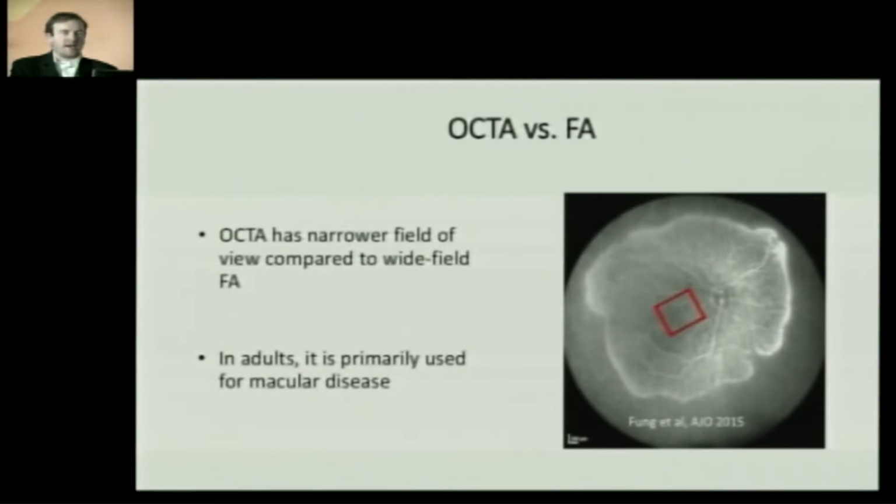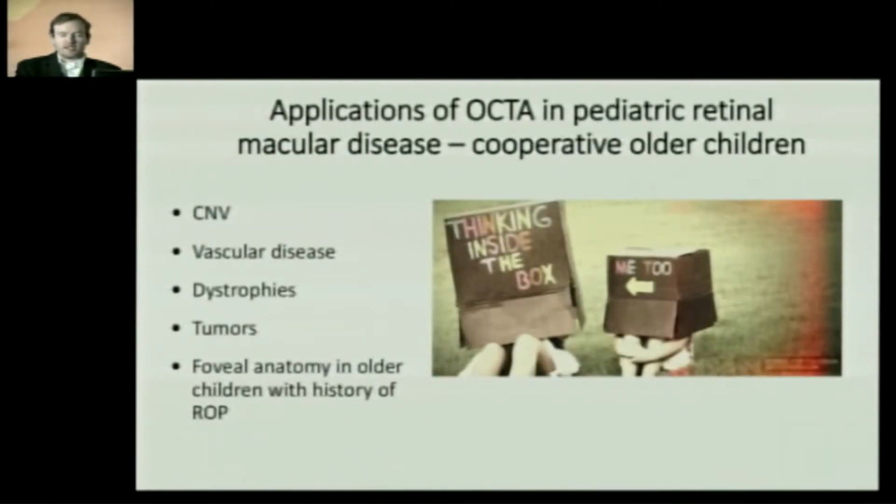So you can imagine how in pediatrics we could use typical commercially available OCT angiography devices for the evaluation of the macula, and certainly that's been done. This would be most relevant in older children who could sit comfortably and still for at least a few seconds, focusing on a light source while this image is obtained. And there are some obvious applications: choroidal neovascularization, vascular disease, dystrophies, tumors, and there is increasing research looking at the foveal anatomy in patients with a history of moderate to severe ROP.